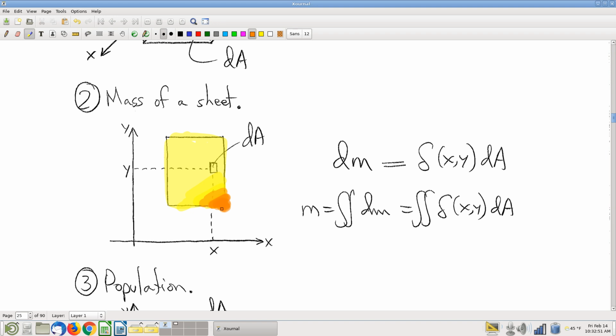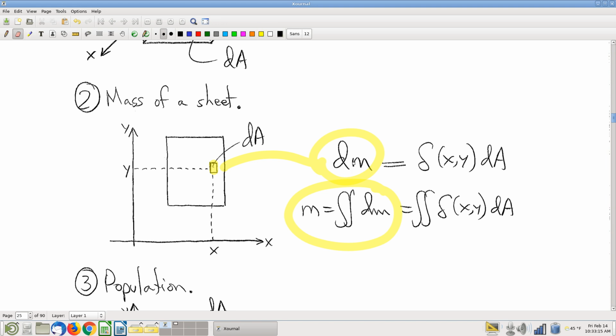Well, I can't multiply density times area because density is not constant. Right? But what I can do is chop up this rectangle into little pieces. I can argue on each little piece. I could compute the amount of mass. I could talk about adding up all the little pieces of mass, therefore, to get the total mass.